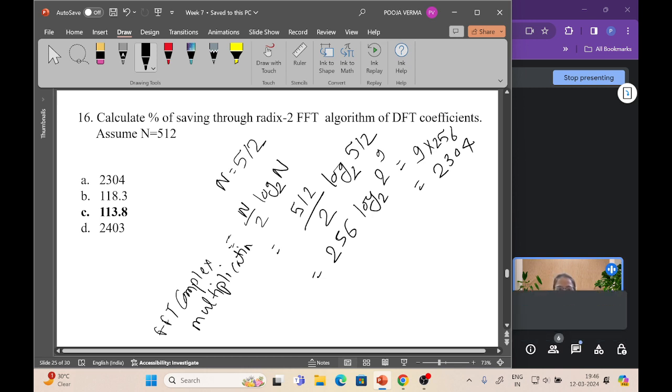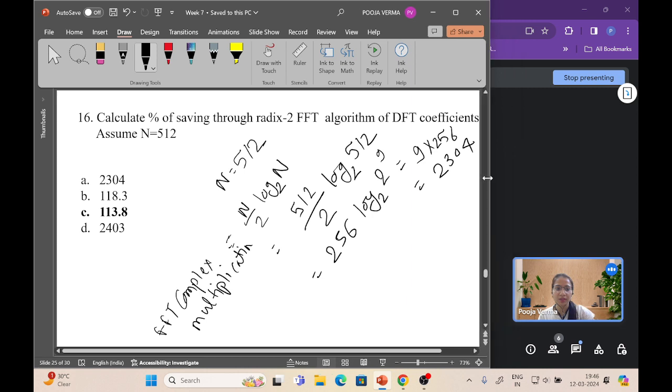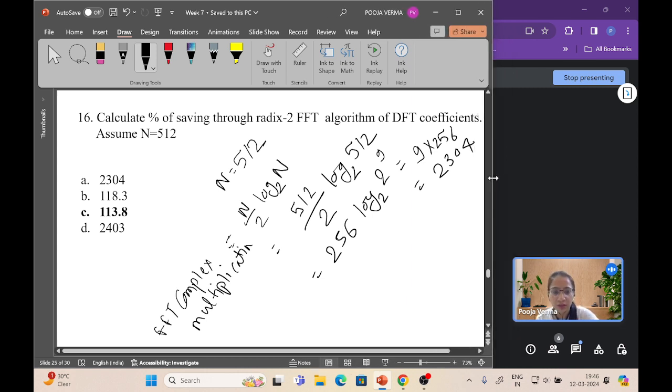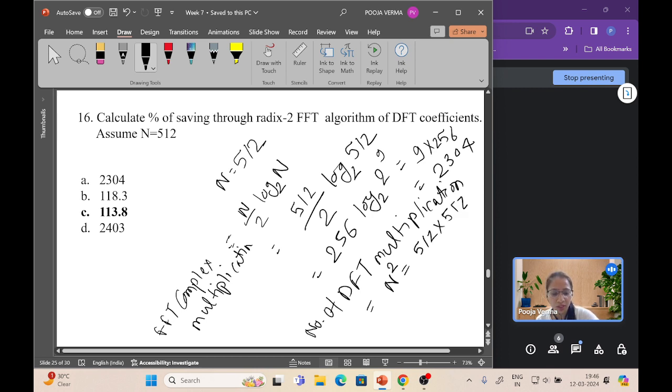Okay, so calculate the percentage of saving through Radix-2 FFT algorithm of DFT coefficient. So from where do we have to get that? We also need to calculate the number of multiplications required in the DFT in order to get the percentage of saving in the FFT algorithm. So the number of multiplications in DFT, how much? It is n square multiplications required. So 512 multiplied by 512. How much will 512 multiplied by 512 be? That is 262,144. You can calculate it in the calculator also.